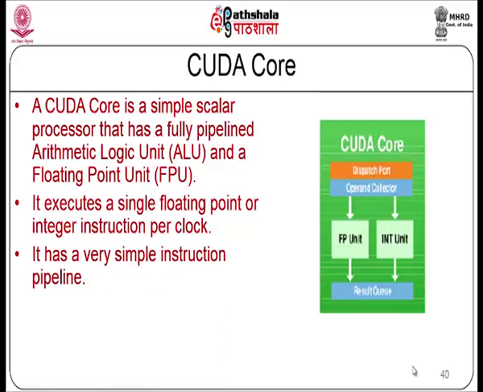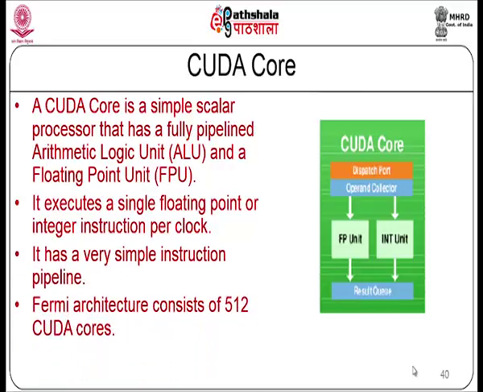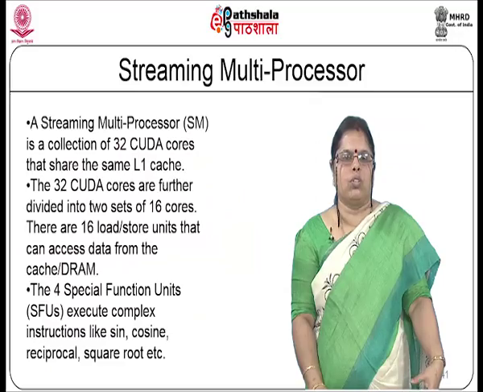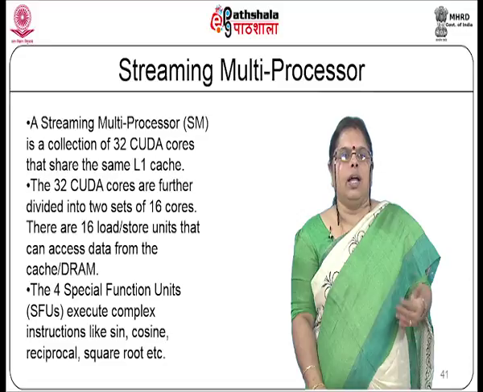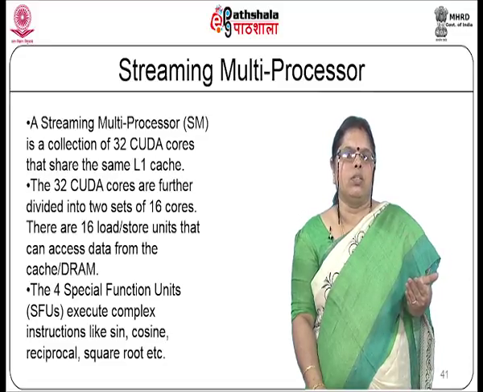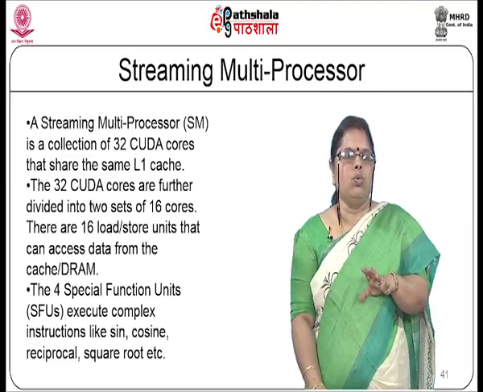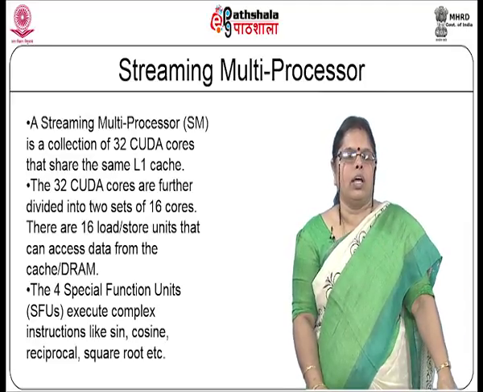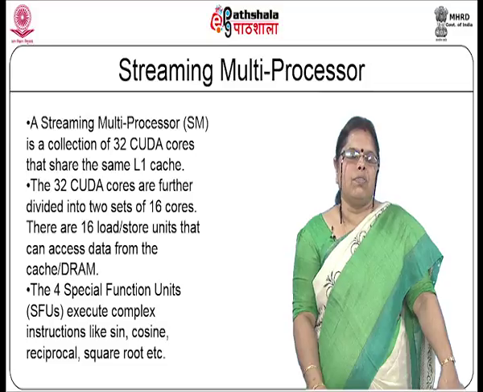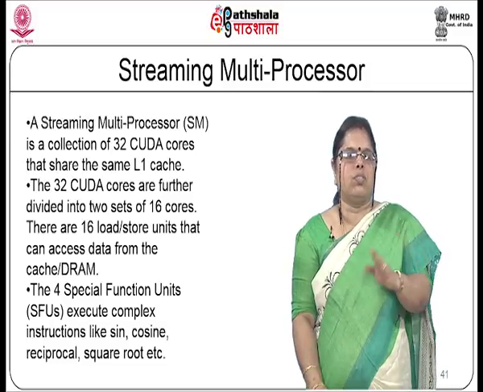It has a very simple instruction pipeline. And Fermi architecture consists of 512 such CUDA cores, as we discussed earlier. A streaming multiprocessor is a collection of 32 such CUDA cores that share the same L1 cache. The 32 CUDA cores are further divided into two sets of 16 cores.